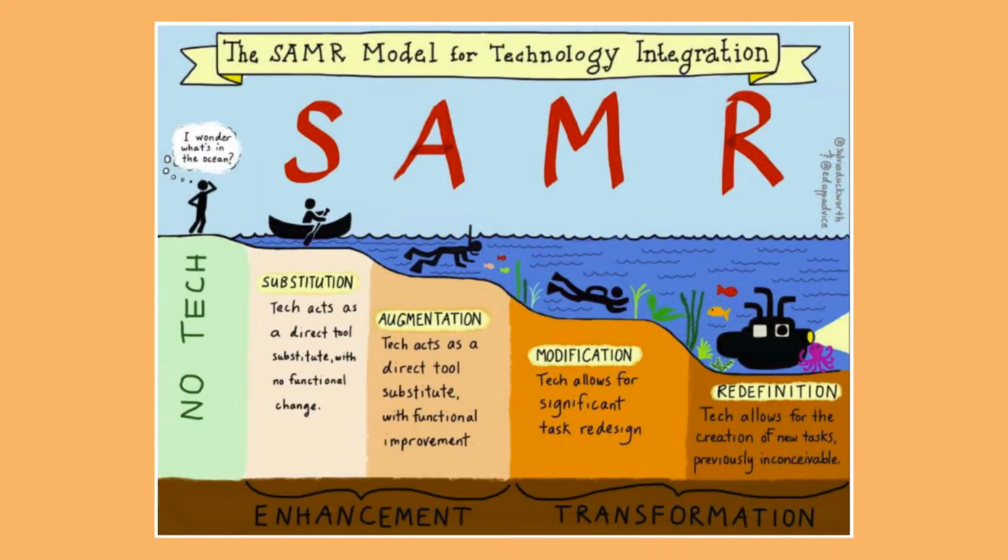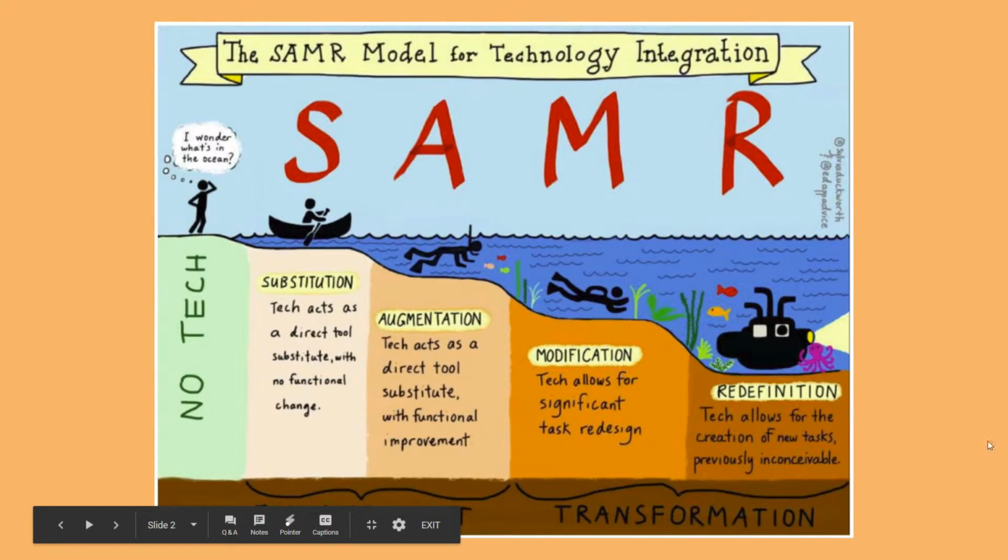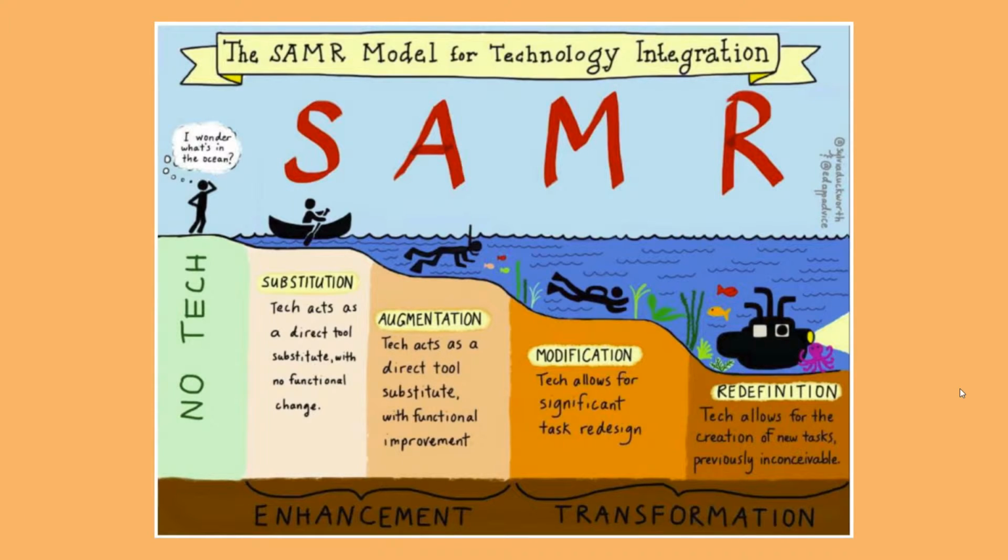So there's two different layers of SAMR. You have enhancement and you have transformation. And within those, you have 4 different levels. So you can enhance a lesson with substitution. So substitution is where you basically use technology to substitute, but there's not really an improvement to the lesson, right? Certainly it could be an improvement, it makes your life a little bit easier, makes it easier for students, but the learning isn't directly impacted by technology.